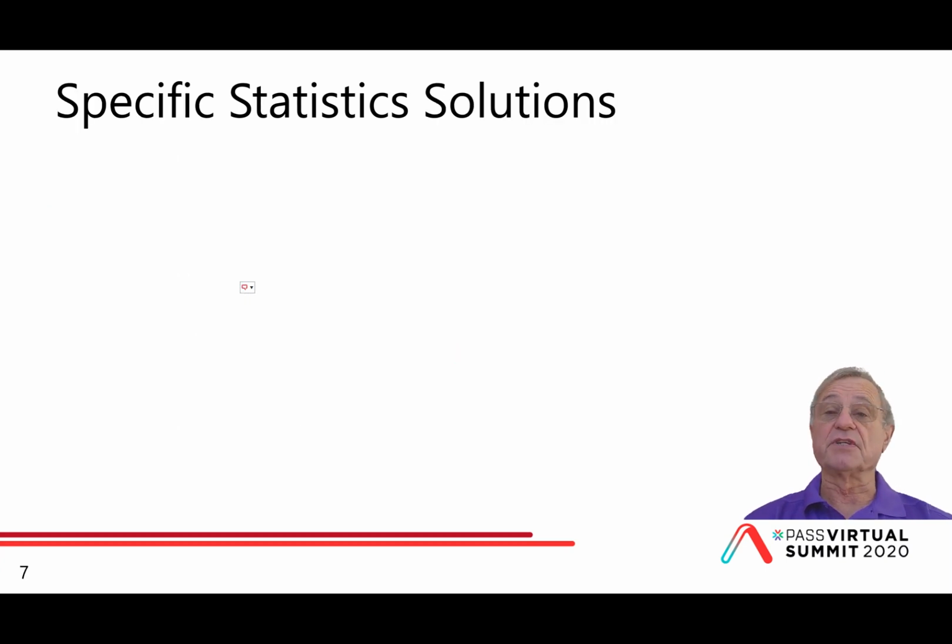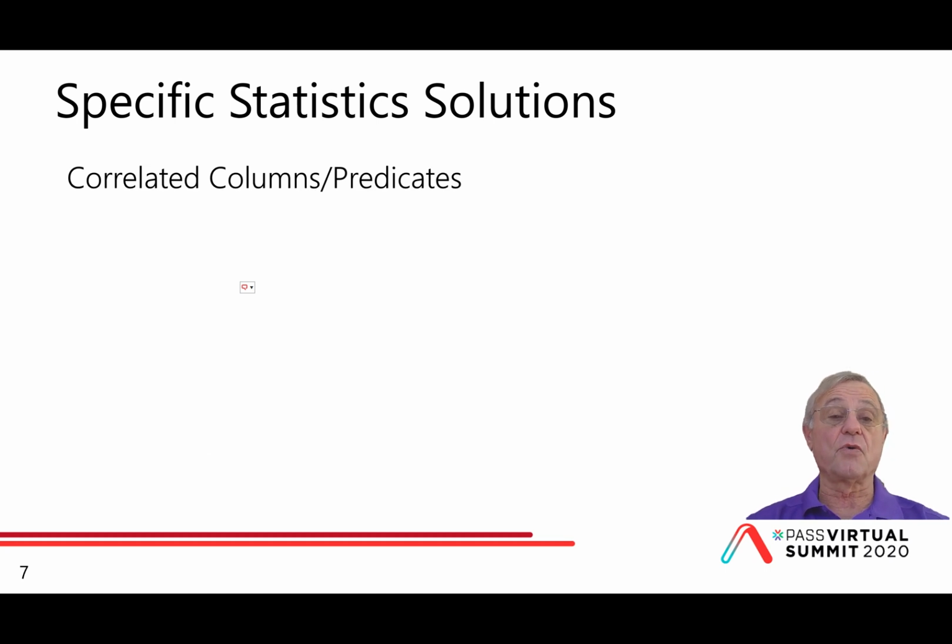Okay, let's go into some specific statistics solutions. The first one has to do with correlated columns or correlated predicates, and a few definitions. A predicate is one of those lines, typically a single line, in a query that evaluates to true, false, or unknown, such as in a where clause or a join clause. So you could have where this column is greater than 5, that's a predicate. Joining two tables on this column is equal to this column, that is a predicate.